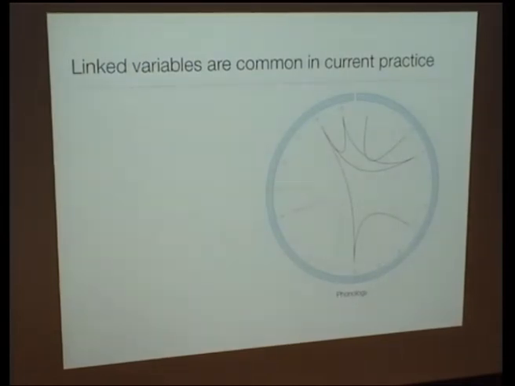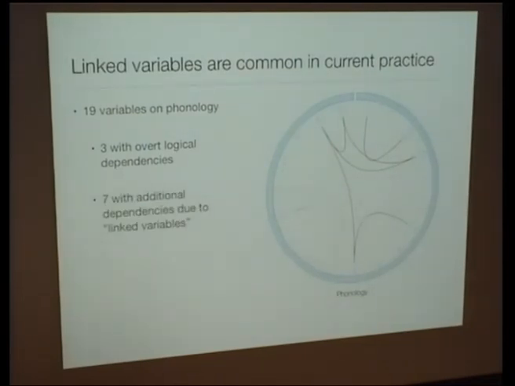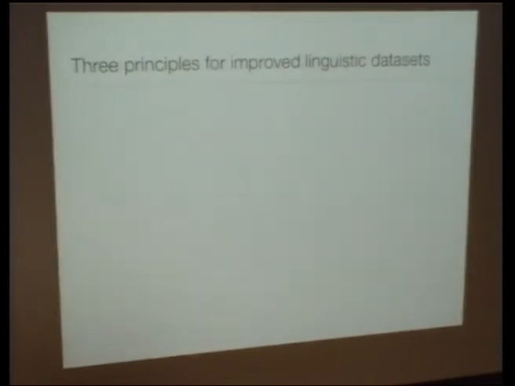Now, I'm a phonologist, so when I turn to phonology where I can examine things and evaluate them best, what I find of the 19 variables, there's 3 with overt logical dependencies, the type that you get when you just read the stuff, but there are 7 additional dependencies which I would call linked variables of the type that I mentioned before, and all of this is in a data set which in similar form has passed review of both Science and Language. So that is the state of play, and what are the implications of this?